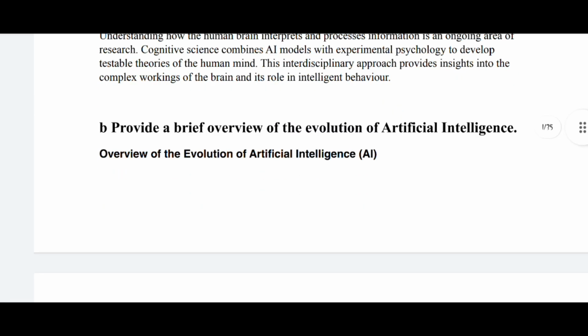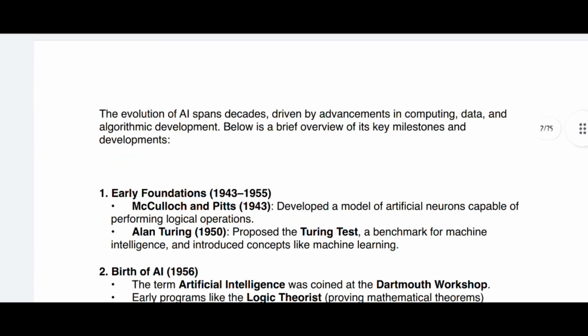Next, provide a brief overview of the evolution of artificial intelligence. It is simple, guys: how the evolution of artificial intelligence started, when it started, and the more important years also have to be mentioned. Here are some important years, and giving the years is very important.